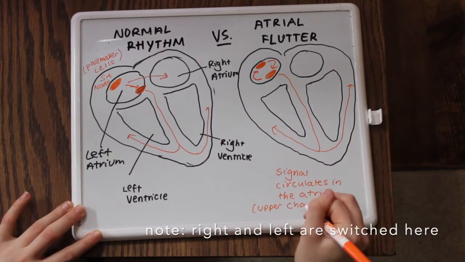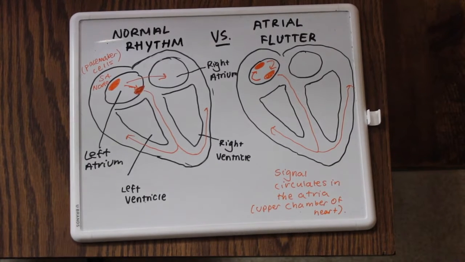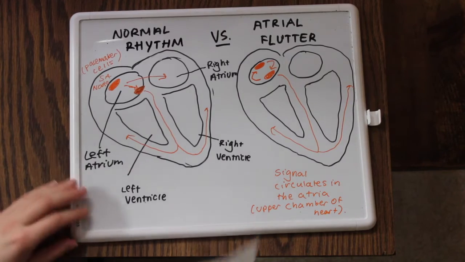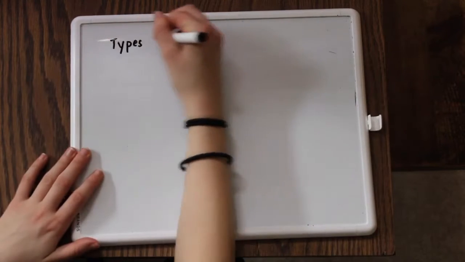But in a heart with atrial flutter, you'll see that the signal circulates in the atria in the upper chamber of the heart, causing it to beat rapidly instead of only once, the way it does in a normal rhythm heart. Now that we know what atrial flutter is, we can talk about the two kinds of atrial flutter.